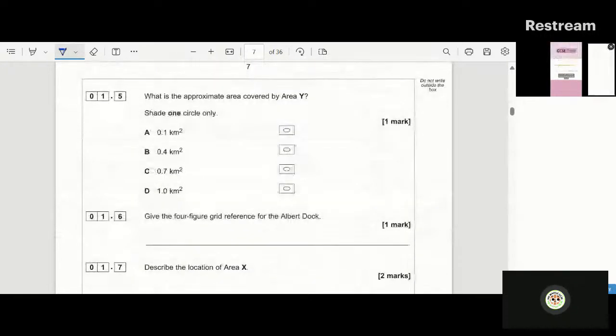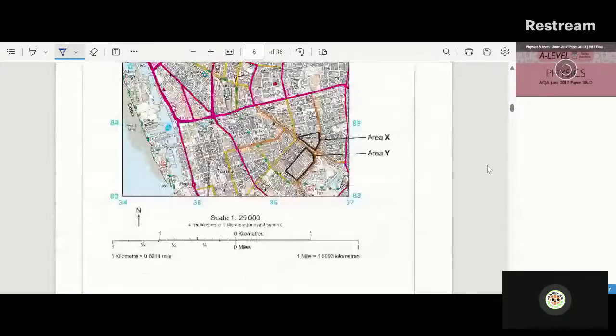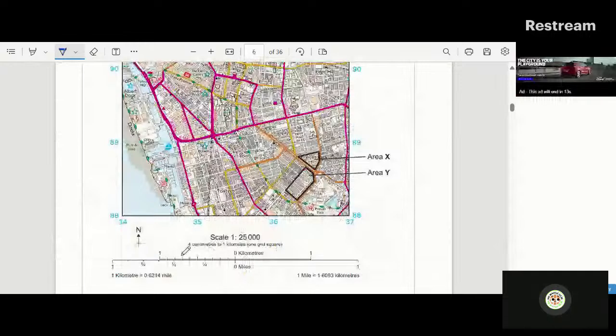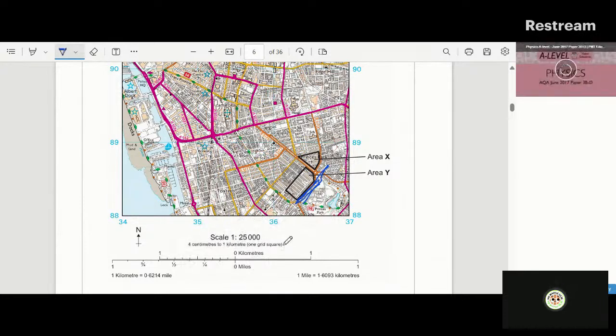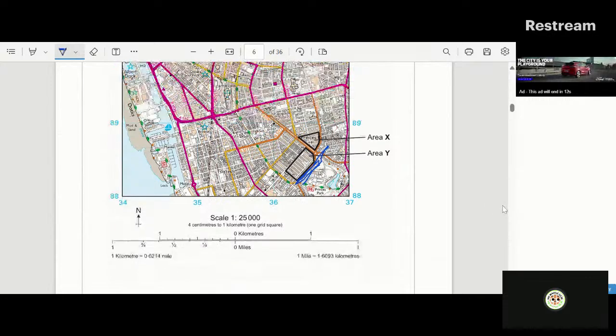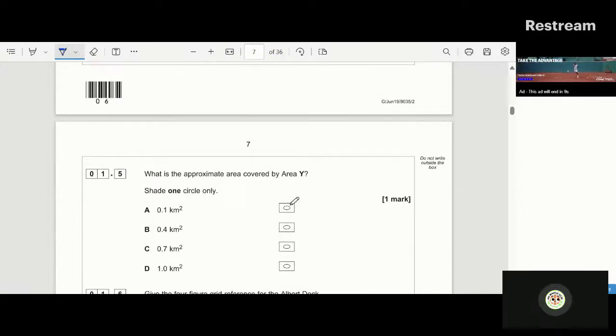So what is the approximate area covered by area Y? Let's look at this. We've got all of them in kilometers and they're relatively small. I guess you would use your ruler. You've got your scale here, so you would measure this and compare it to the scale. 1 to 25,000, so 4 centimeters to 1 kilometer. So measure it and then you'll be able to convert it. And the answer was this one here, 0.1 kilometers. Well done, everybody who did a lot of practice.